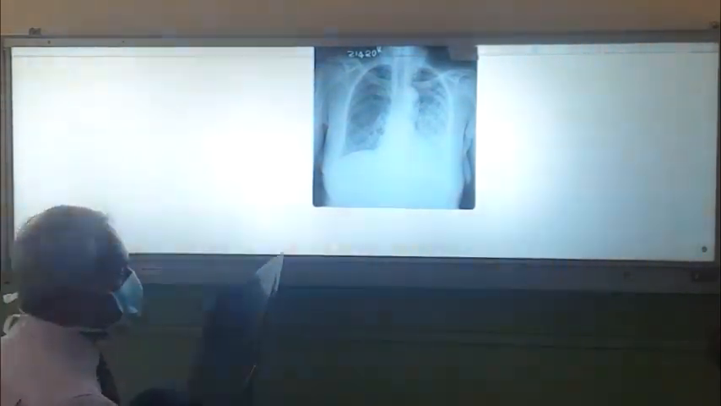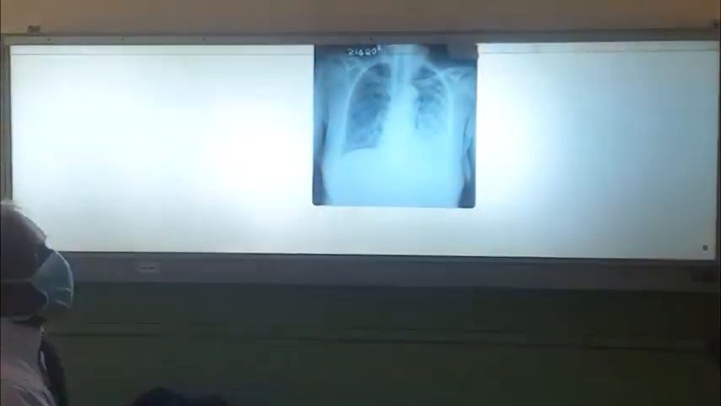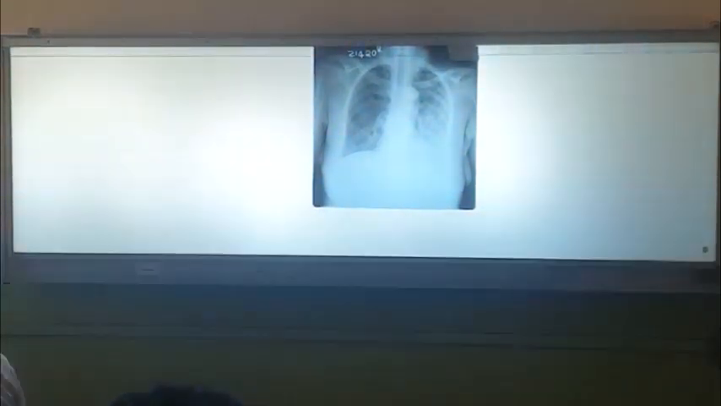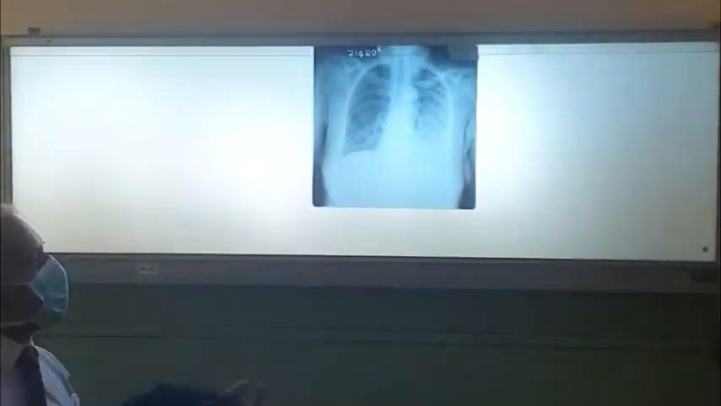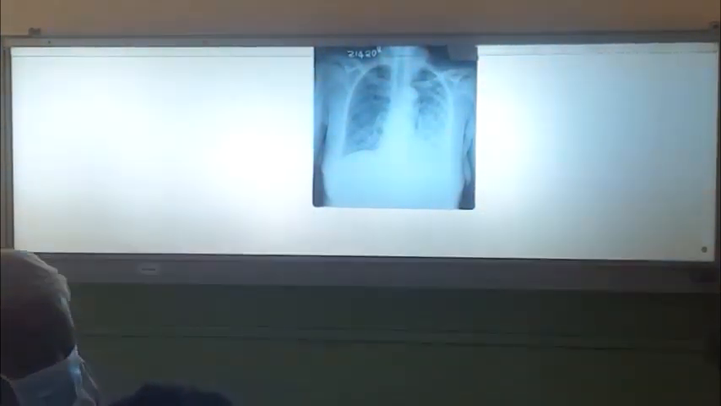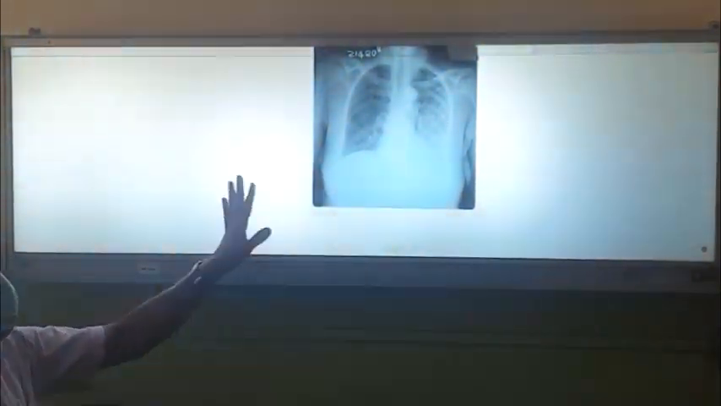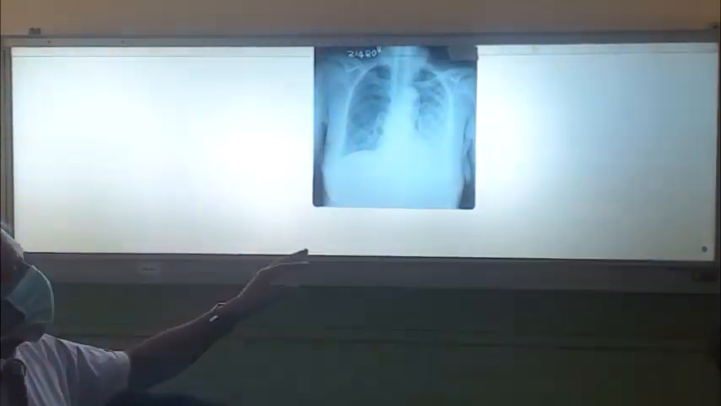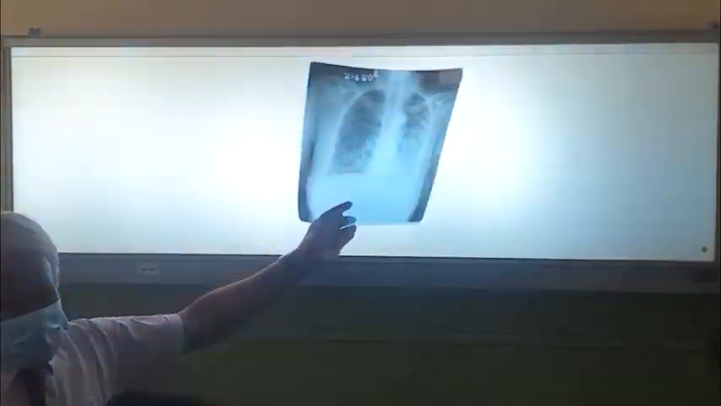So if you see this, it is easy. So it's a miliary mottling. Miliary mottling, there are causes. One is miliary TB, miliary malignancy, then extrinsic allergic alveolitis, sarcoidosis. So there are few causes for miliary mottling. So if you see this, you have to think of those possibilities, right?